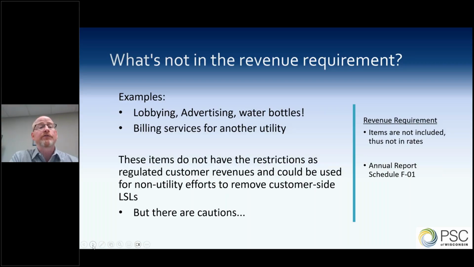Sometimes utilities have billing services for a different utility. That would be a revenue stream, but it wouldn't be considered customer rates or something that would be in the revenue requirement itself. So these items, and again, Kathy will go into this in more detail, do not have the same restrictions as our regulated customer revenues. And there is some possibility that they could be used for non-utility efforts to remove customer side or private side lead service lines. Again, there are some cautions there, which we're going to talk about, but that is a possible revenue stream that utilities could consider. And then just lastly, those costs are found on your PSC annual report in Schedule F1.